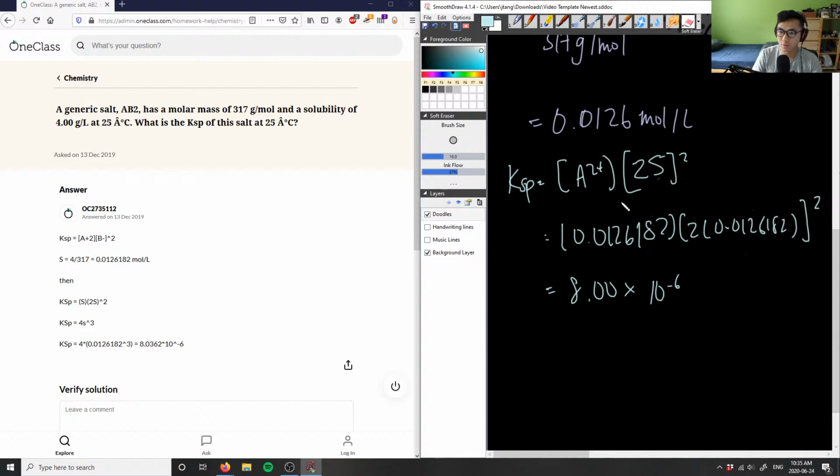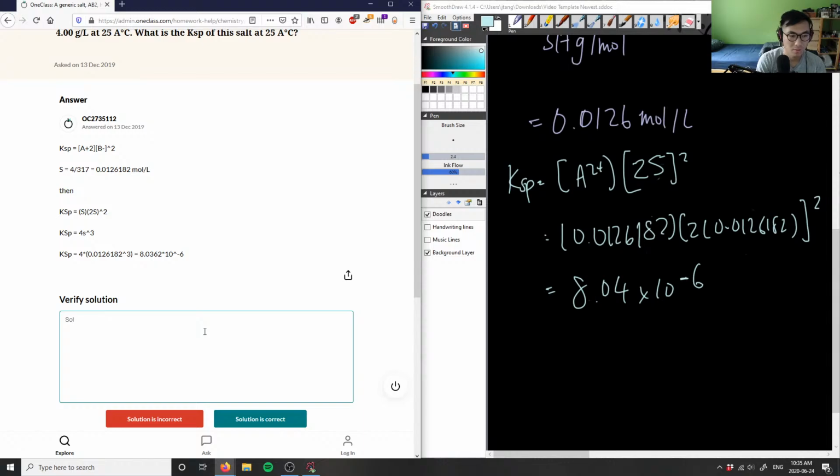There we go. So that's what you should plug into your calculator, and then you get a value of 8.04 times 10 to the negative 6. And this will be our KSP value for this problem. So this solution is correct. They actually did a better job than I did because I didn't take enough decimal places for the concentration.